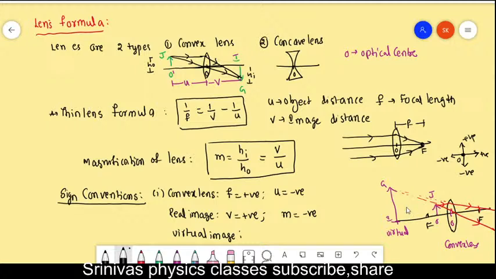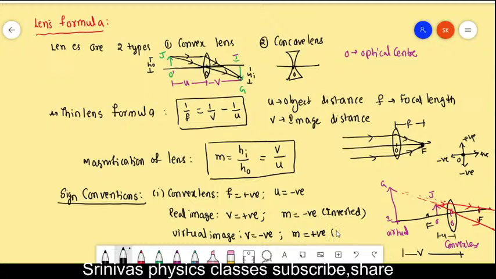These two rays on the right side appear to be coming from a point. When you extend them backward and they meet at a point, there the image will be formed. This is the virtual image. That means the object is on the left side and the image is also on the left side. That's why in case of a virtual image, we take image distance as negative and magnification as positive. Magnification negative means it is an inverted image. A real image formed means it is an inverted image.